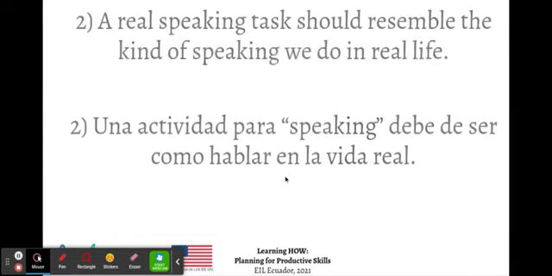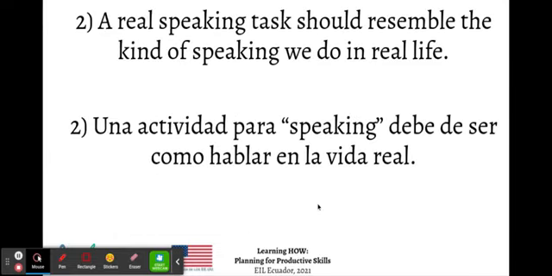The second thing on my list is that a real speaking task should resemble the kind of speaking that we do in real life. I've seen a lot of classroom activities where speaking is just reading a list or reading a dialogue that's written, and it has nothing to do with the real speaking that we use language for. So I want to suggest to you that a real speaking task should have some connection to our real lives.